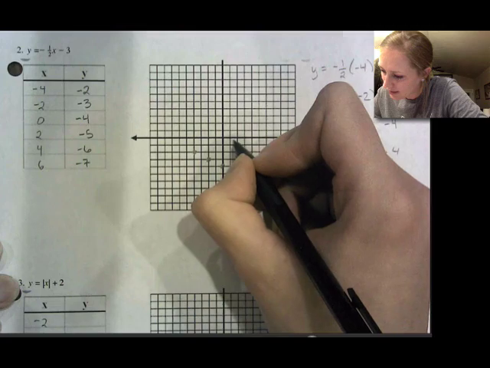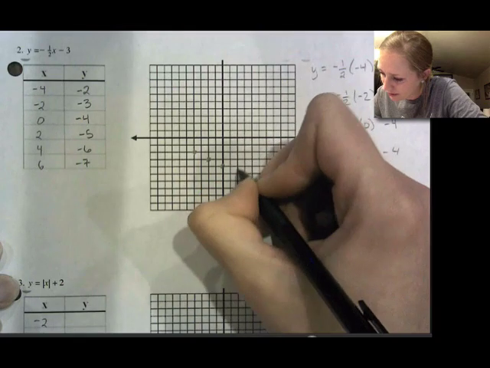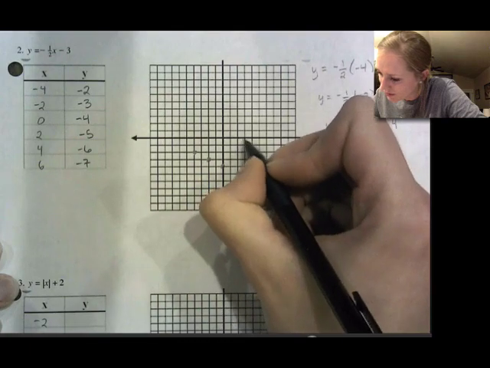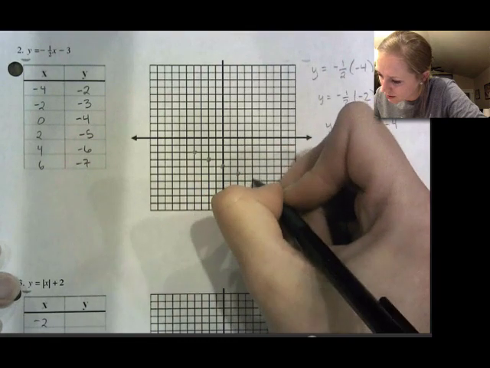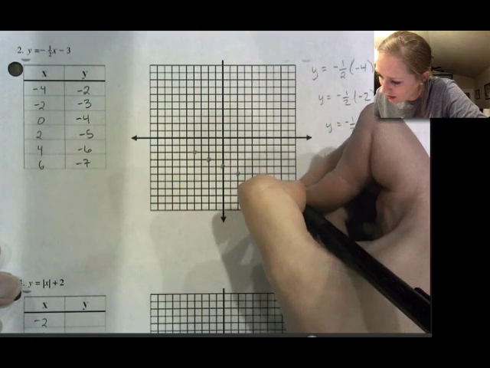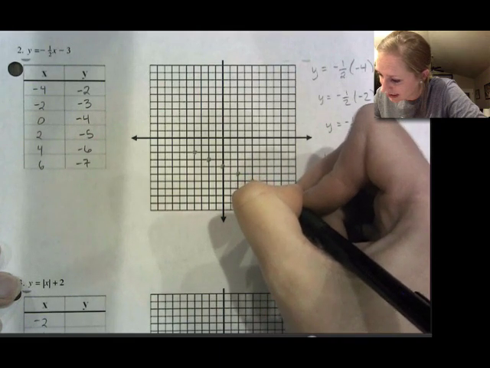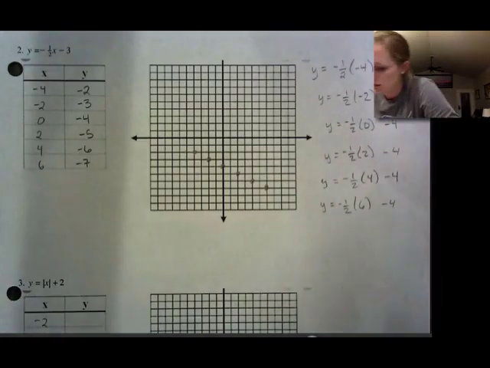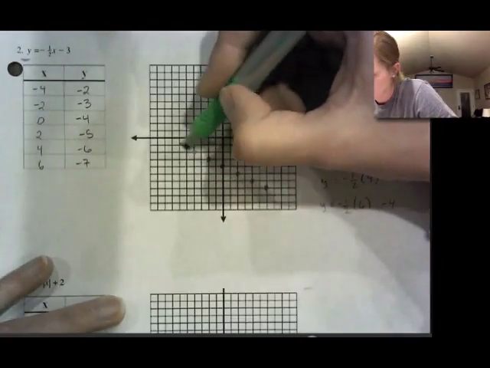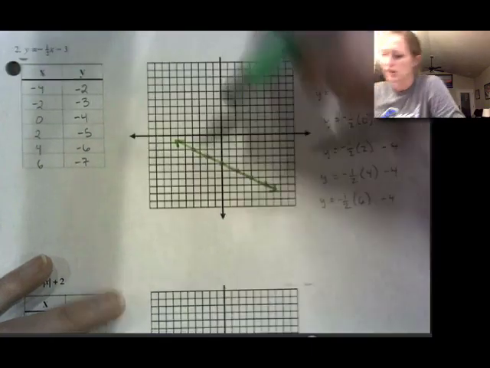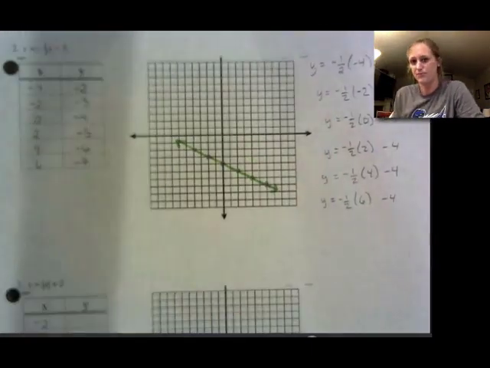2, -5, so over to 2 and down 5. And then over to 4, down 6. And then over to 6 and down to 7. So again, I get a nice straight line on this guy. But this one is going down as I look at it from left to right. And I'm going to add those arrows on the end.